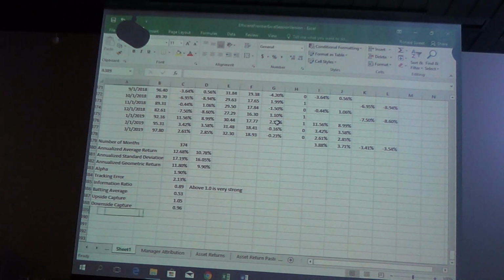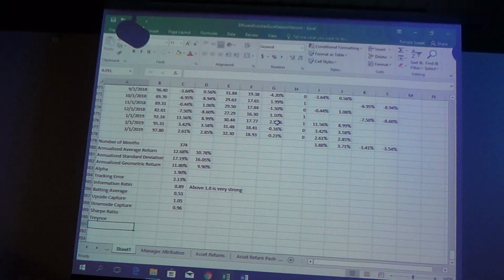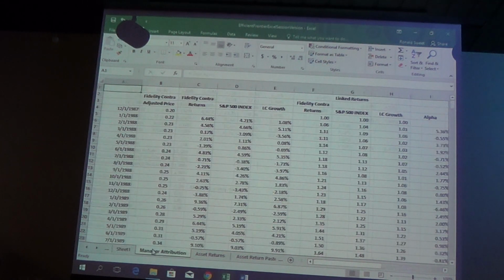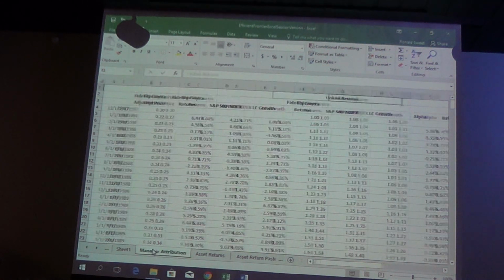What else could you do? Well, there's the Sharpe ratio. You've got the Treynor. You've got the Jensen. I'll let you all look those up. If you do the Sharpe ratio, you have to bring in a risk-free rate. I actually brought the risk-free rate in over here somewhere.